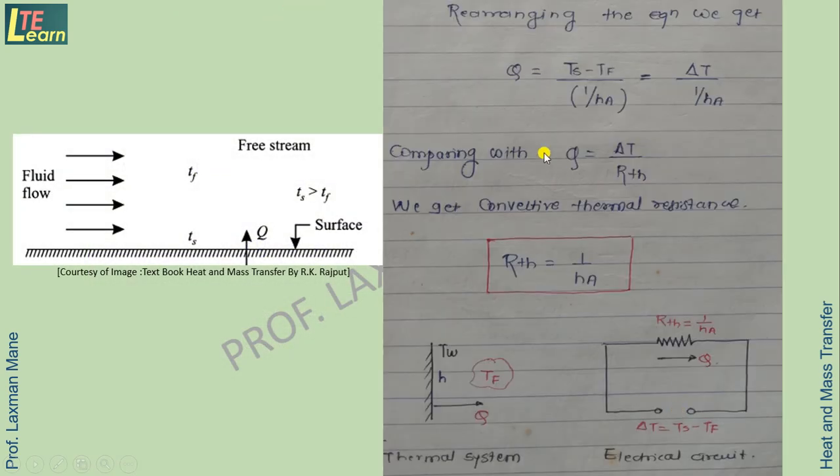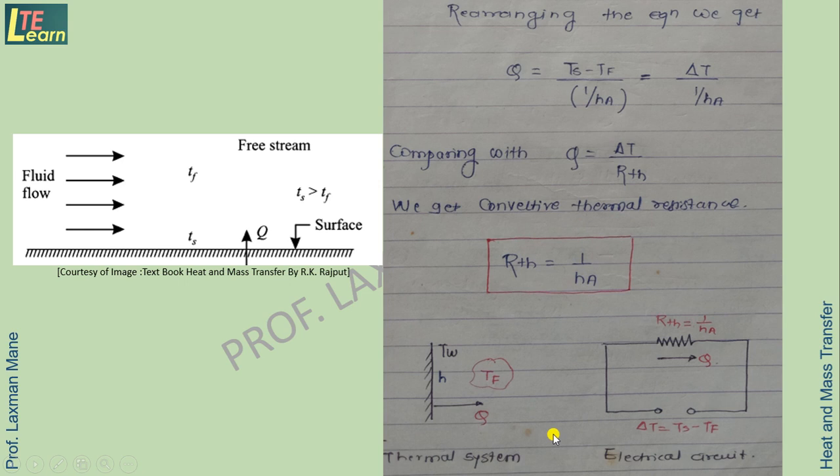Now for this case, rearranging the equation, we get Q is equal to delta T, meaning Ts minus Tf, divided by 1 upon hA. Comparing this with Q is equal to delta T by R_TH, here you can compare numerator and denominator. So the numerator is the same for both. So equating the denominator, R_TH, meaning convective thermal resistance, is equal to 1 upon hA.